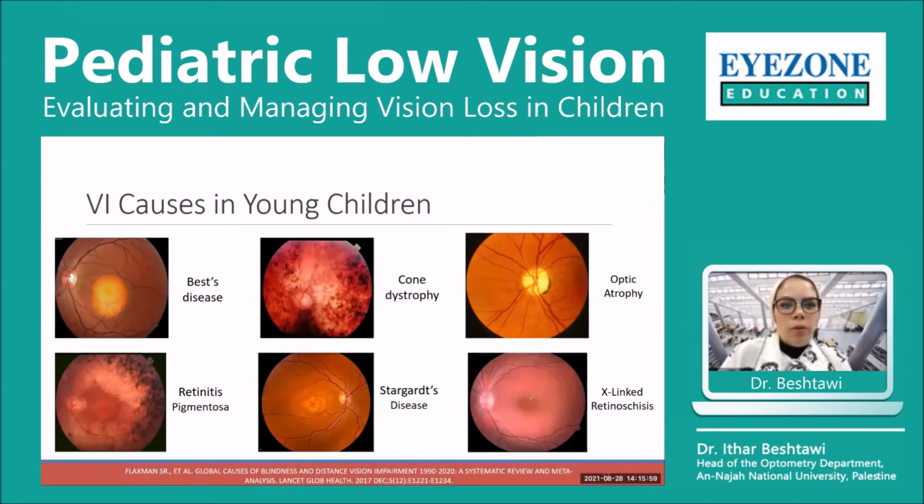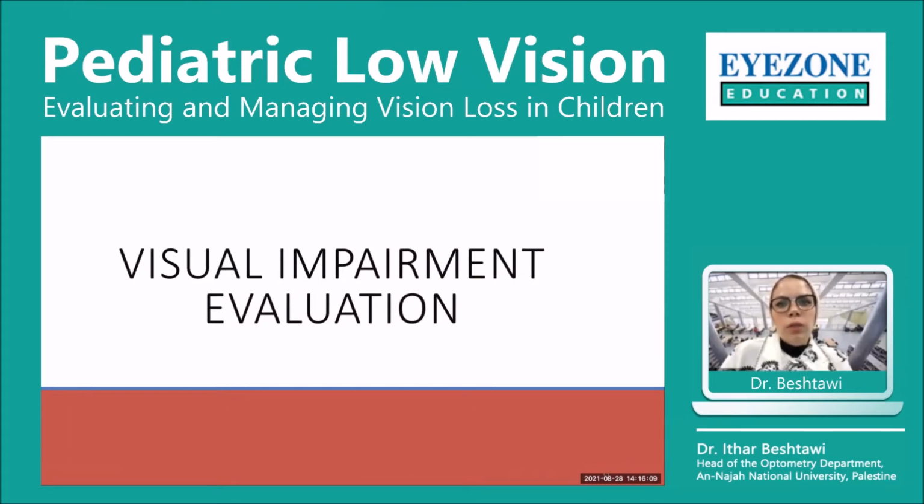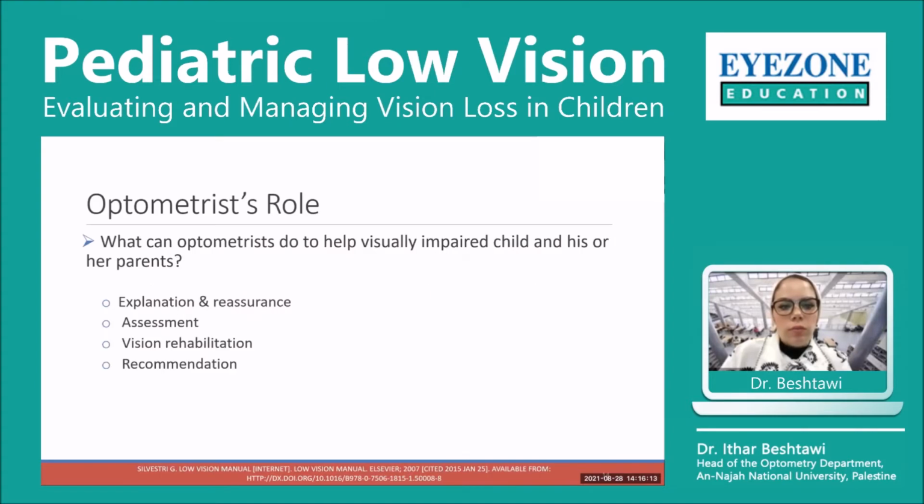Here we can see some of the causes of visual impairment in older children. For example, we have Best disease, optic atrophy, Stargardt's disease, and retinitis pigmentosa. Now let's talk about the visual impairment evaluation.